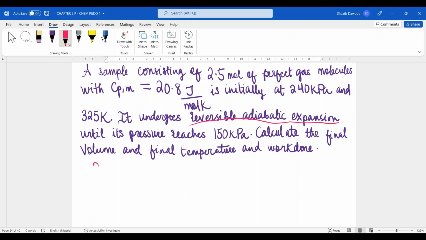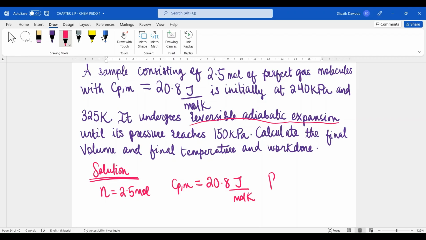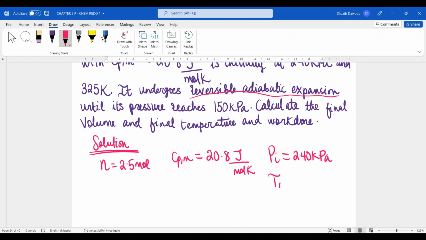The next thing you do, after you've become familiar with what the question is asking, is to write out your parameters. We have the number of moles, 2.5 mole. We have Cp,m, the molar heat capacity at constant pressure, 20.8 joule per mole Kelvin. We have the initial pressure, 240 kilopascal. We have the initial temperature, because they said initially at 240 kilopascal and 325 Kelvin, so T initial is 325 Kelvin.